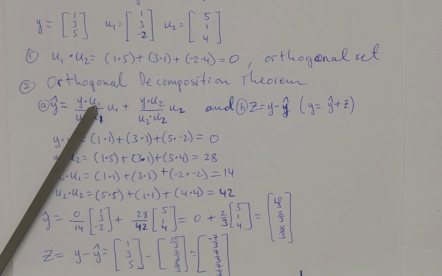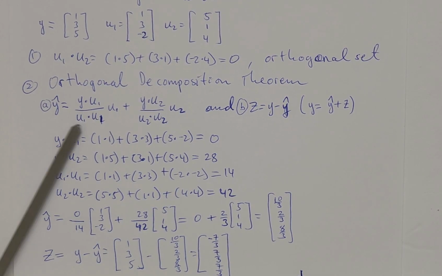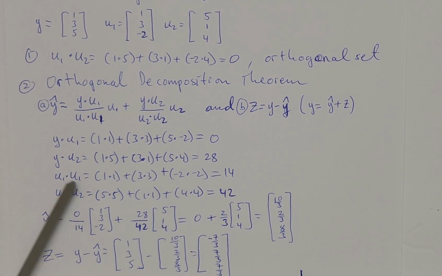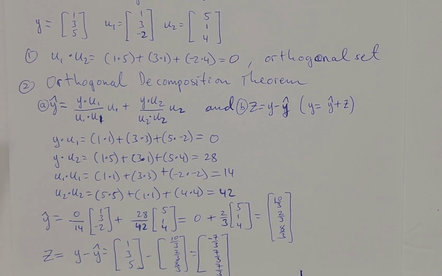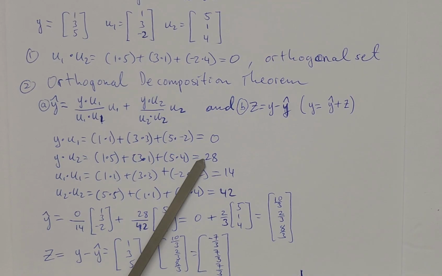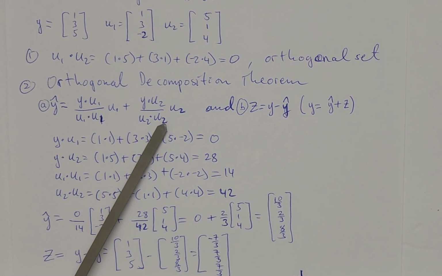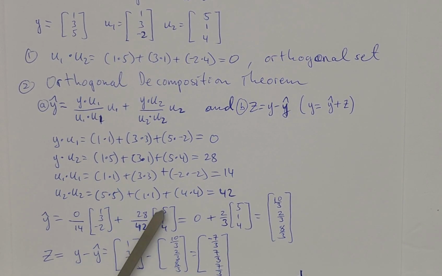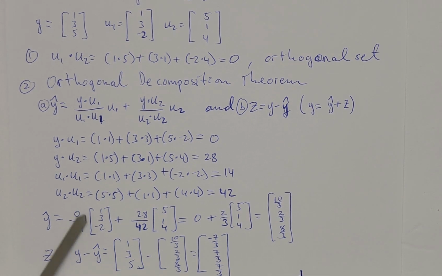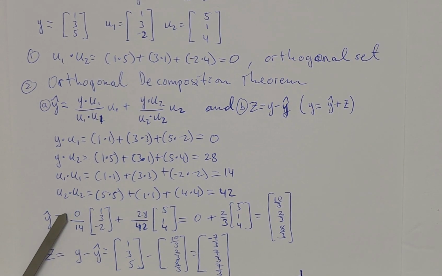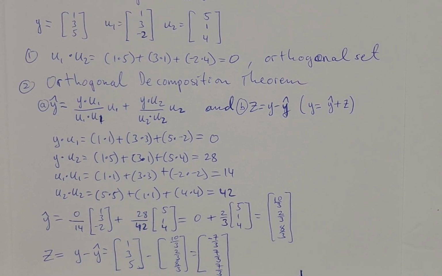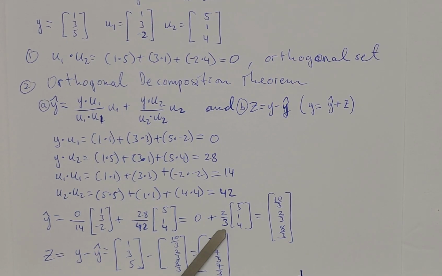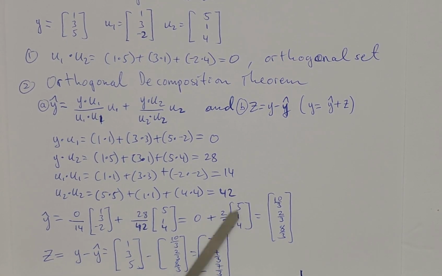So Y·U1 is 0, U1·U1 is 14, sorry. This is U1 plus Y·U2, which is this 28, and then U2·U2, which is here, 42. And this is U2. Now, this first term is going to be 0 because 0 is on top, so the whole thing is 0. Multiply everything, it's just going to be 0. All I have left is just this part. So reduce 28 over 42, which comes out to be 2/3. And then multiply across to every single one of these terms.